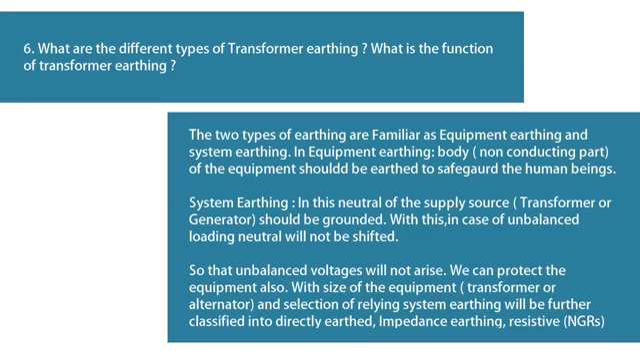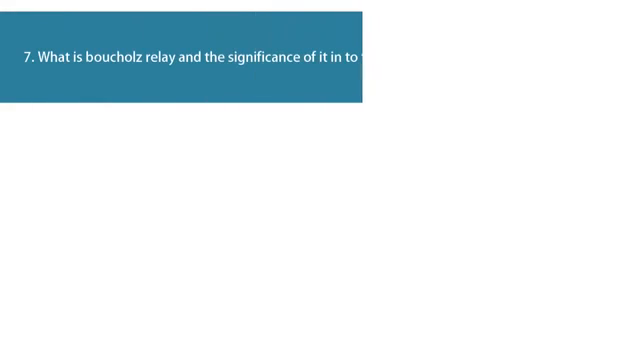With this, in case of unbalanced loading, the neutral will not be shifted, so that unbalanced voltages will not arise. We can protect the equipment also. Depending on the size of the equipment, transformer or alternator, and selection of relaying, system earthing will be further classified into directly earthed, impedance earthing, resistive, and GRs earthing.